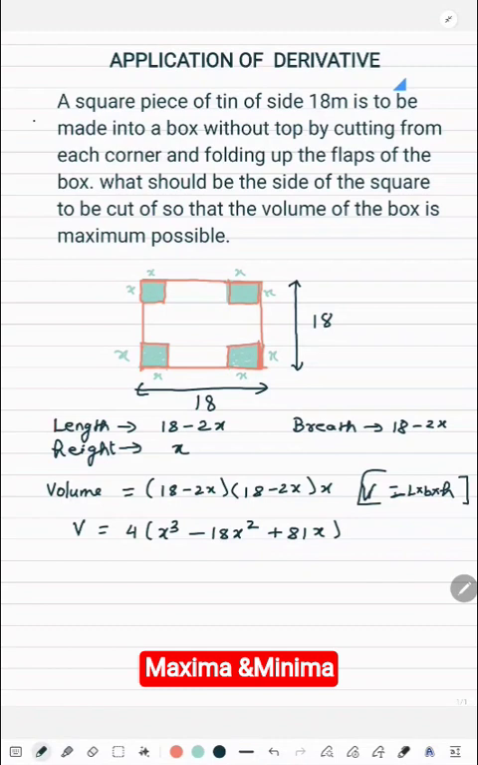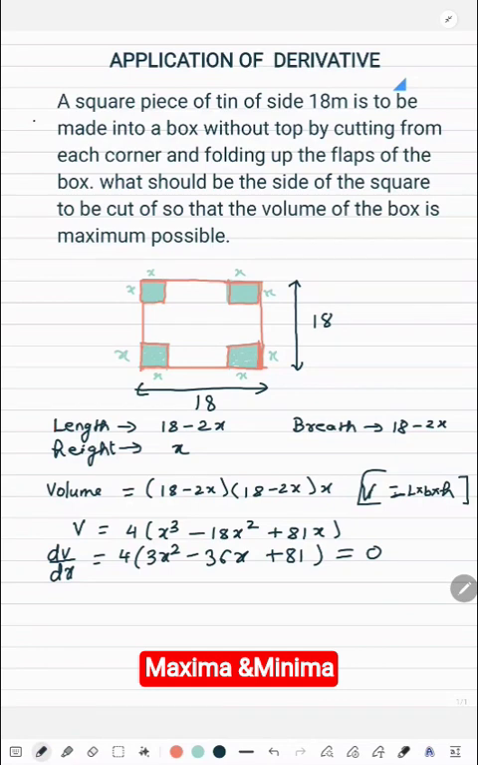So what is the volume? Volume is equal to length into breadth into height. So this will be the expression for the volume. Now, how to find out the maximum? First find out the first derivative, that is dV/dx is equal to 4 times 3x² minus 36x plus 81, which is equal to 0, which gives us the extreme points.